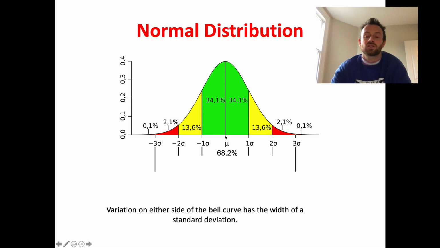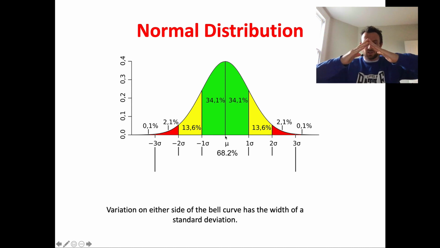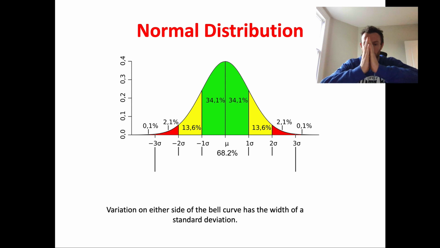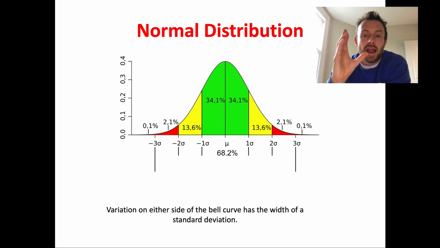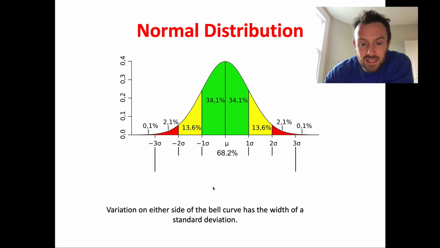So standard deviation is a measure of how spread the distribution is. If something has a big standard deviation, it's quite flat like that. And if something has a smaller standard deviation, it's more narrowly distributed. So we can define that normal distribution by the central point, the mean, and then the spread, which is the standard deviation.